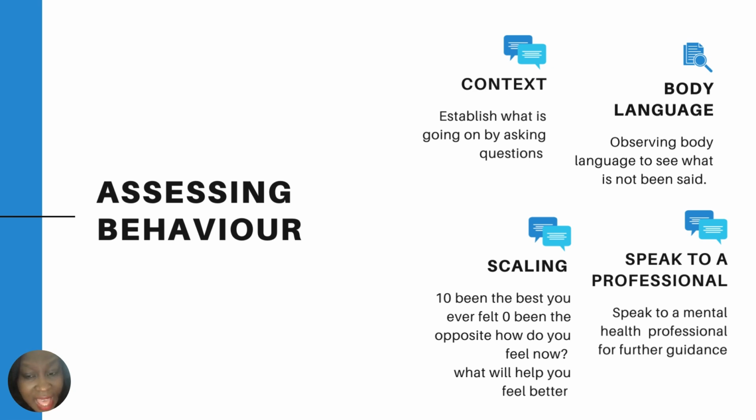The next thing that I like to do is scaling. So, scaling asks, on a scale of maybe 10 to 0 or 5 to 0, how are you feeling at the moment? What can I do to help you feel better? What can you do to help you feel better? Those are the kind of questions that you can potentially ask. And obviously, if you've noticed extreme low moods, extreme anger, or anything in particular that's really worrying you, really causing you concern, you can always reach out to a professional, a mental health professional, as well.